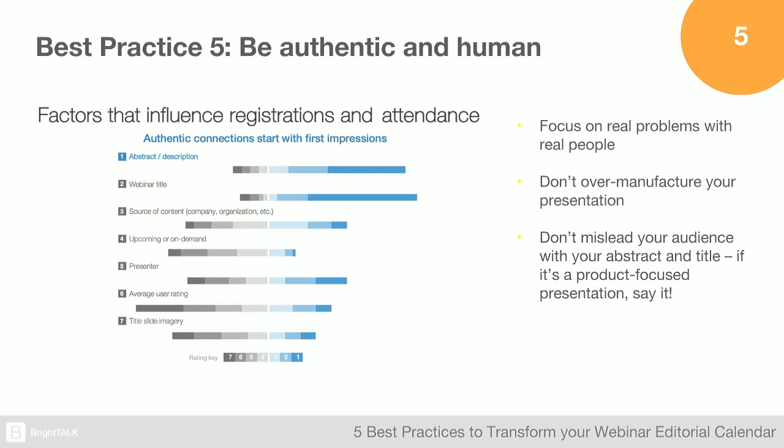So, we recently did, like I said, a survey with our audience. What we found in terms of creating authentic connections with our audience is that the abstract, the title, and the source of content are, for us, the key things to ensure that people actually register for your content. So for the abstract and description, it's things like ensuring that you are explaining what they're going to learn, the value they're going to get from this webinar, and the actual insights that they'll get. What will they get?